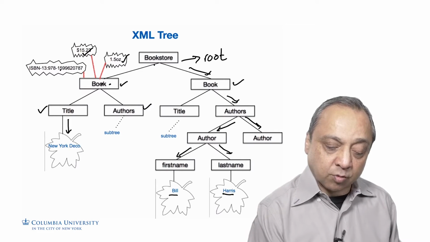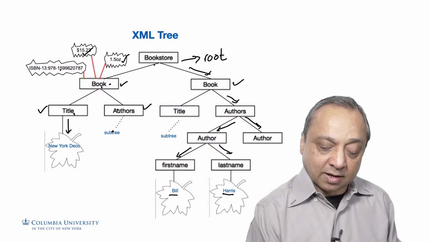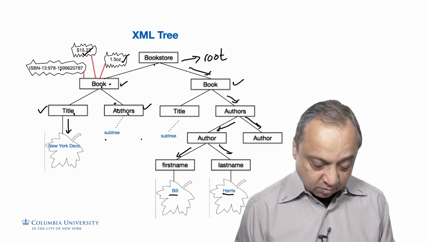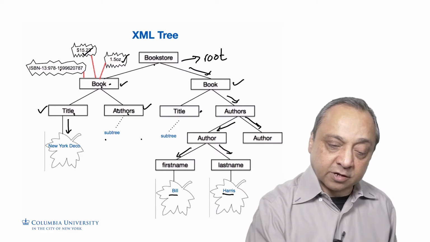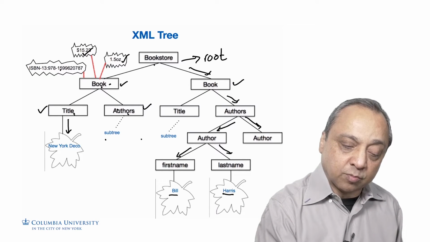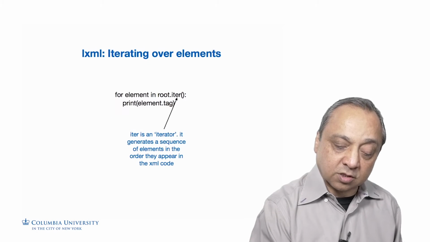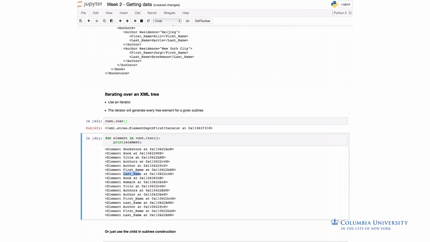We get bookstore, book, title, authors, author, first name, last name, and then it's going to go back all the way up to the next book and get that. Let's take a look at what it does here. If you look at our tree here, the iterator is going to go from bookstore to book, book to title, title to authors, authors to author, then go back up. It's done all this, go back there, done all that, and take the next book, and so forth. So that's what a depth first iterator does.